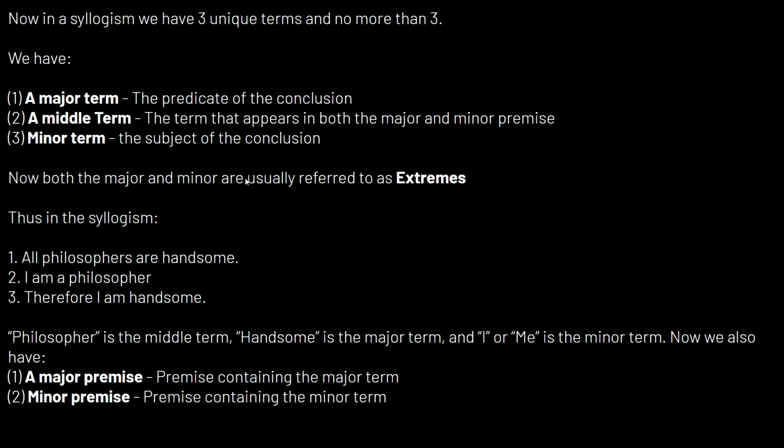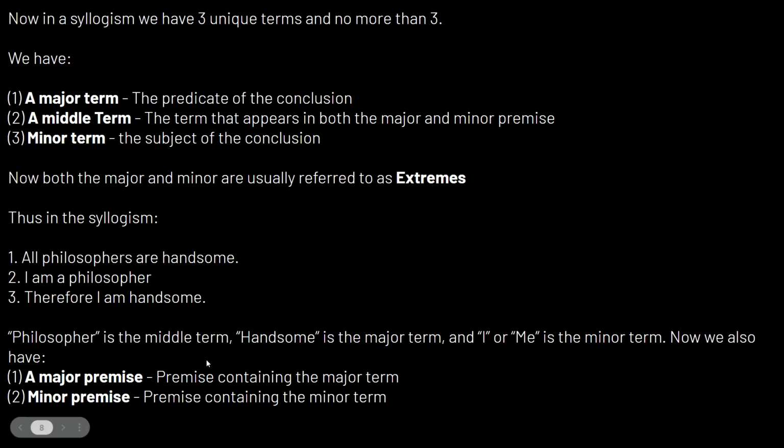Thus, in the syllogism, if I say all philosophers are handsome, then I say I am a philosopher, therefore I am handsome. Philosopher is the middle term since it appears in premise 1 and premise 2. Handsome is the major term, and therefore I can say that the major premise is premise 1, that is, all philosophers are handsome. And I am a philosopher, which is true, therefore I am handsome. This is infallibly true. So this is self-evident. Just kidding, right? Obviously it's not self-evident because how do you know I'm not a monster, right? Just kidding. And I, or me, is the minor term, which is me right here.